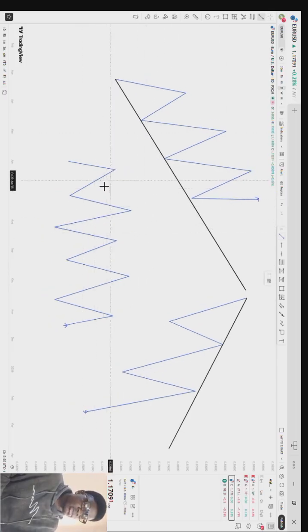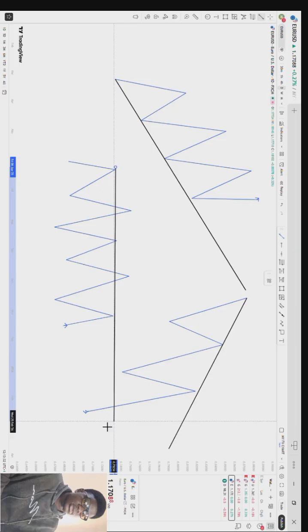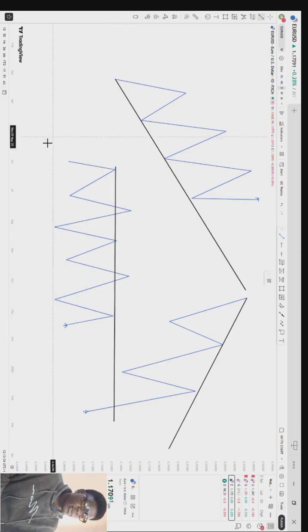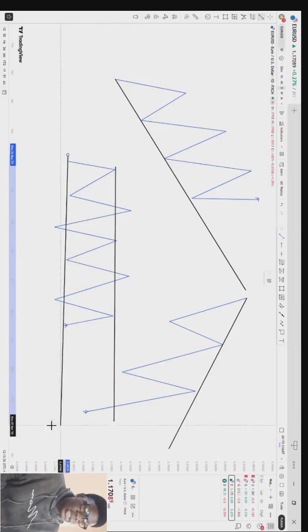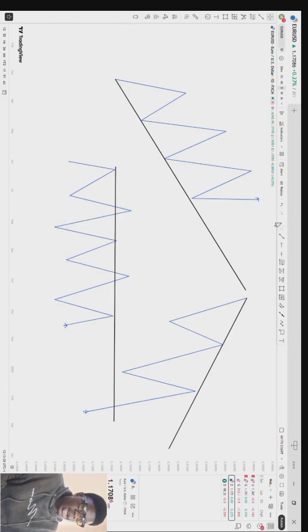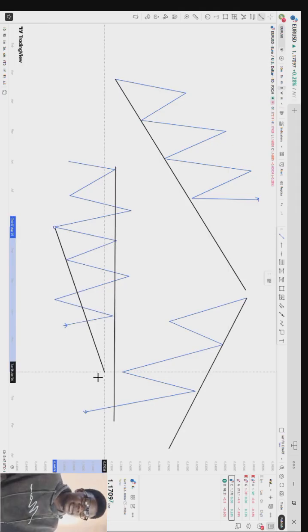Alright, now for a consolidated market, the line is just going to be straight. If you try to say, okay, this market is an uptrend with higher highs and higher lows, and you draw higher highs and higher lows, you see something like this. Validated.